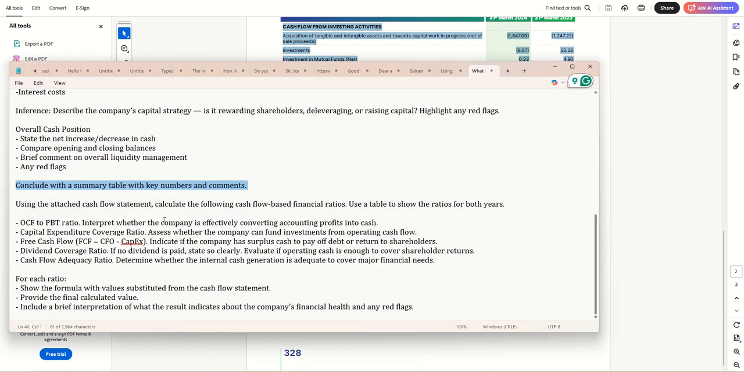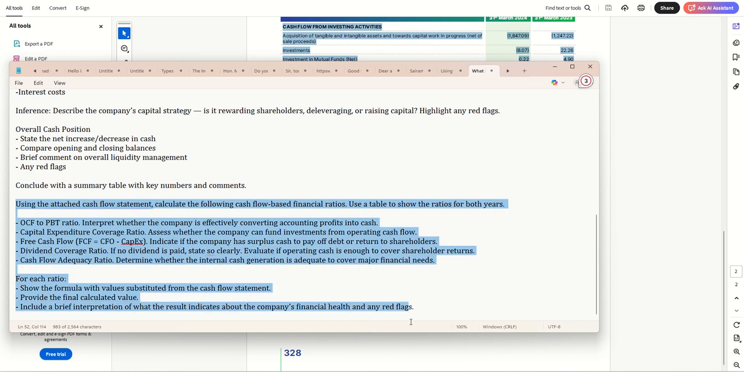So this was the prompt. Using the attached cash flow statement, calculate the cash flow based financial ratios. Use a table to show the ratios for both years. The first one is the OCF to PBT ratio, operating cash flow to profit before tax, where we are trying to interpret whether the company is converting its actual profits into cash.